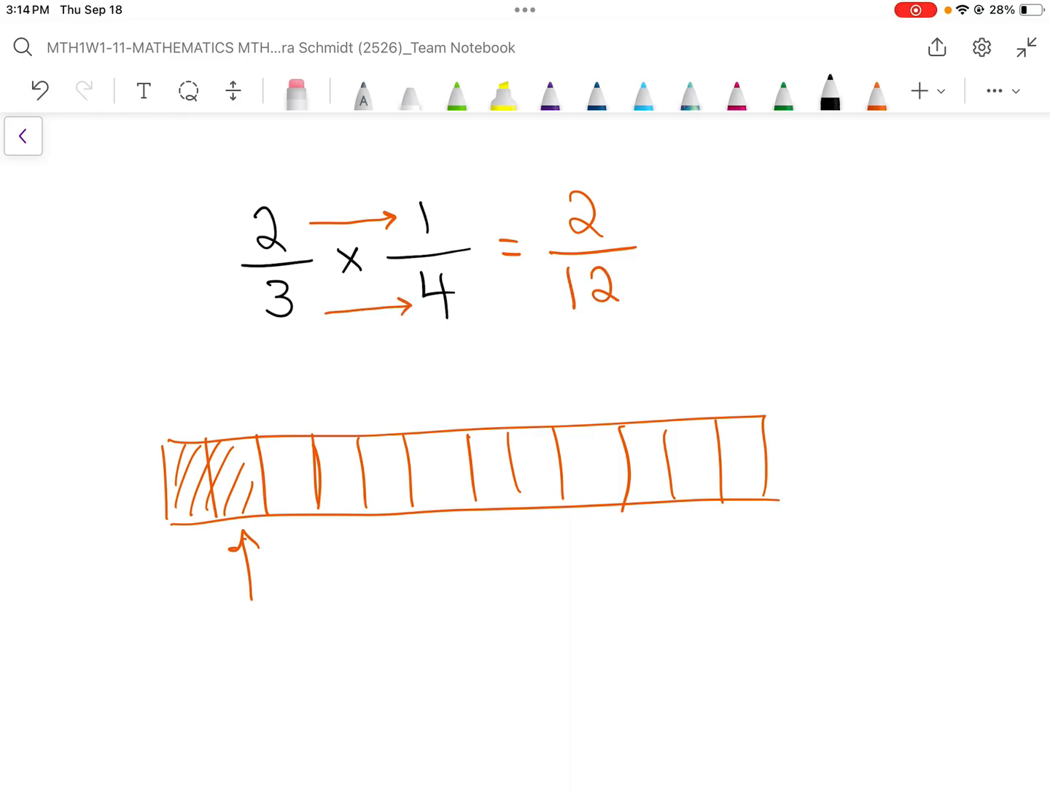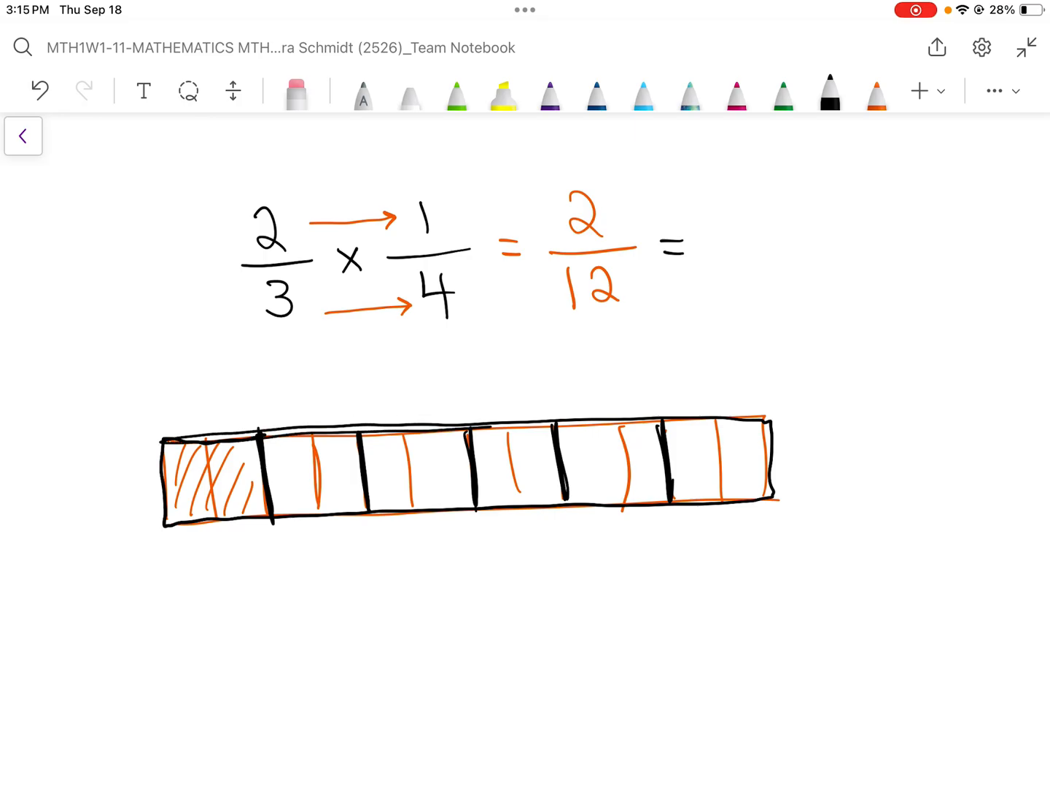Now this one brings up an issue. This is not in lowest terms, 2/12. We always want to have fractions in lowest terms. So actually what we can do here is, if I just highlight every other piece on this chocolate bar, I can see that I could actually have split this chocolate bar into 1, 2, 3, 4, 5, 6 sections.